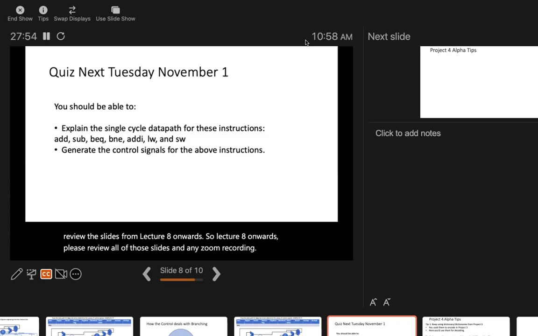Yes. Will you be given the hardware? Yes, you will be given the hardware. And it is going to be open book and open notes. So most likely in the quiz, you will see a question: please refer to processor figure number 4 and answer the following questions. Right. Cool.